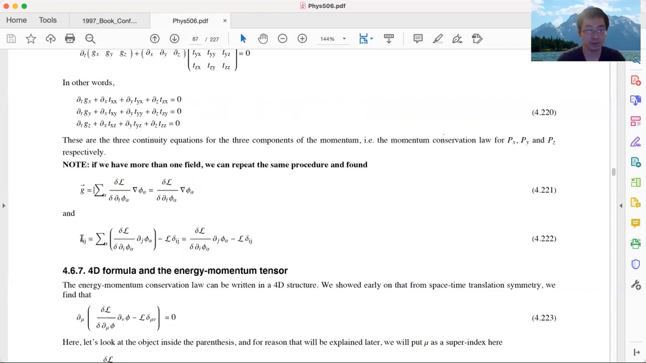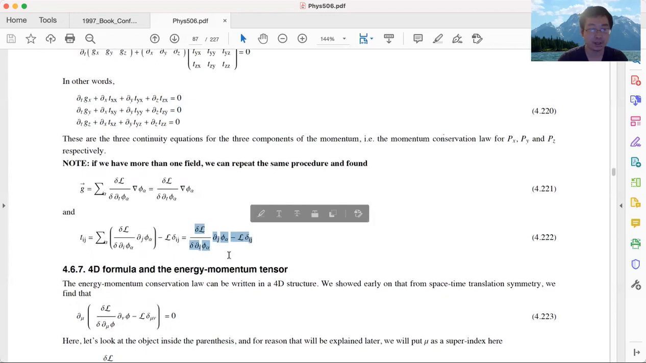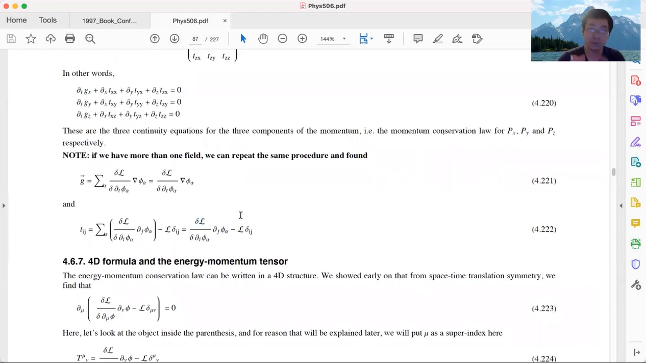Okay. And for the momentum current density T, if we have more than one field, again, we use the same structure. Again, we should do the same construction for all fields, every single phi alpha, and sum over alpha. Okay. And again, we can use Einstein's convention to write it into a more compact formula, which is this. Okay, so this is the momentum conservation law.